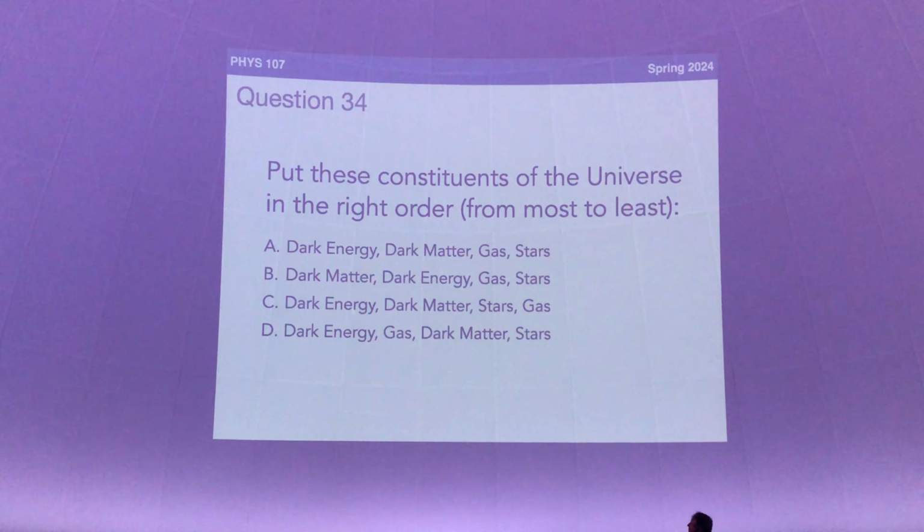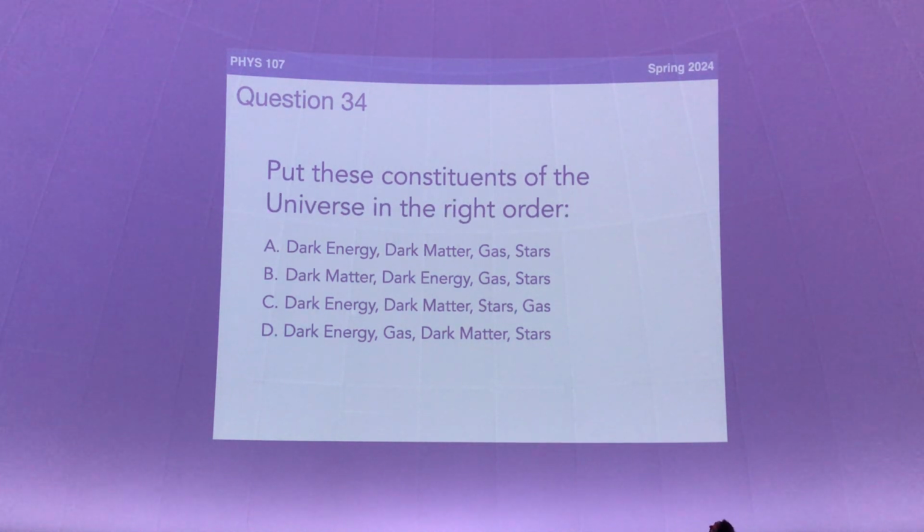Putting these constituents of the universe in the right order, from most to least: dark energy, dark matter, gas and stars; dark matter, dark energy, gas and stars; dark energy, dark matter, stars, gas; dark energy, gas, dark matter, stars. Which one of them is the most? Start with dark energy, 73% of the universe is dark energy, then 23% is dark matter, and then the rest is a rounding error, but there is still more gas than stars in the universe.